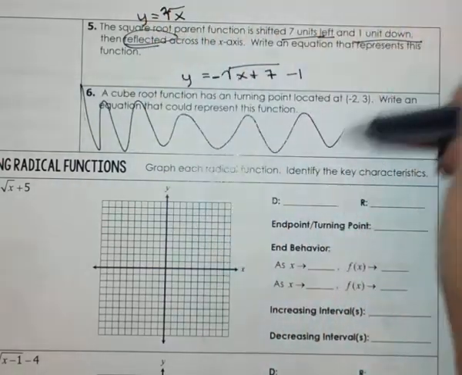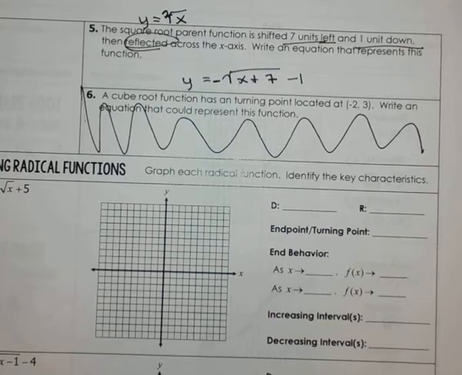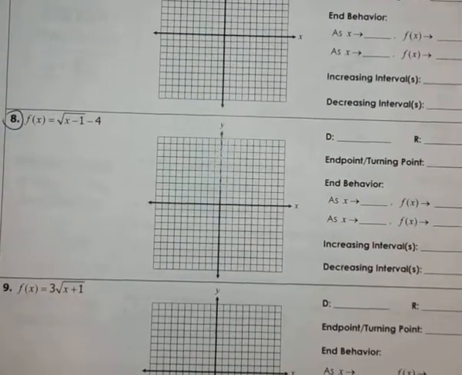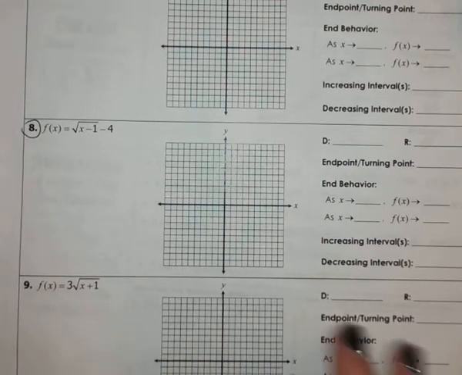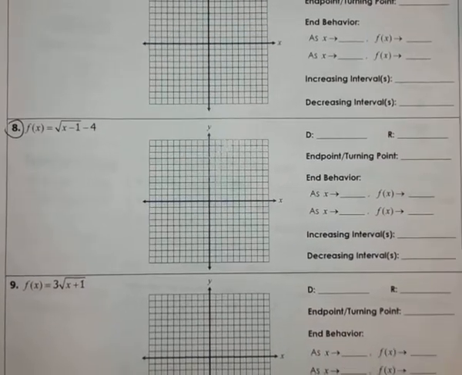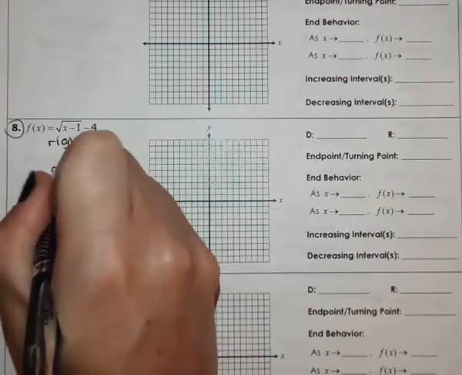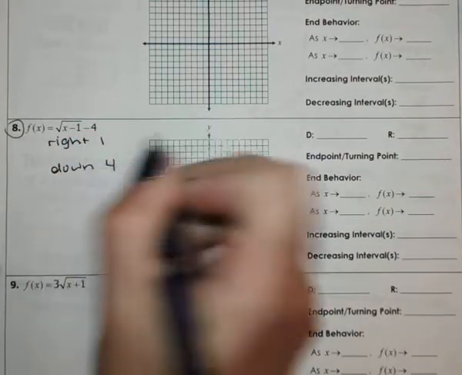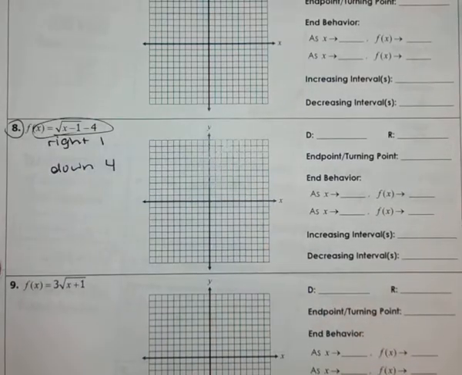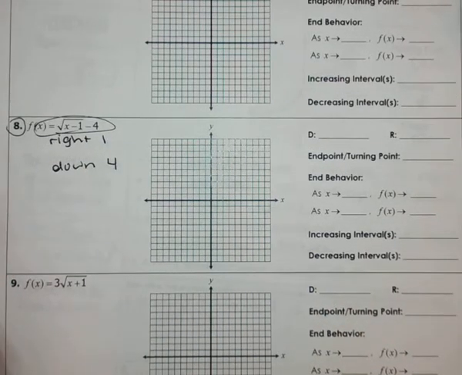We'll skip number 6. Alright, so I'm just going to do one of these for you. So let's jump down to number 8. And I like to start by writing the transformation. So for this one, we're shifting right 1 and down 4. Again, I recommend graphing this in Desmos to get those specific points.